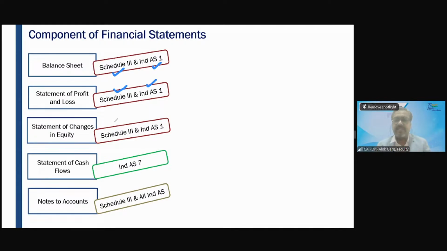The statement of changes in equity. Schedule 3 provides the format. Which Schedule 3? Which Schedule 3?